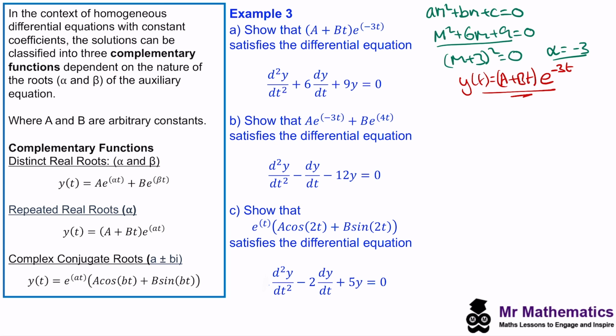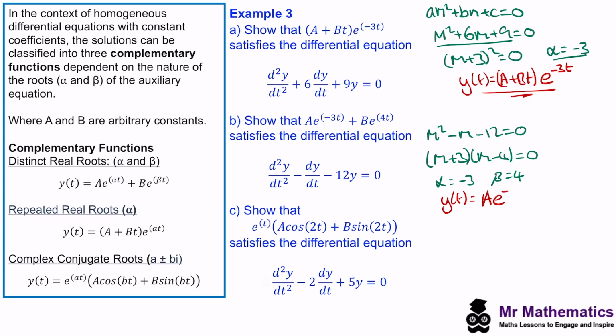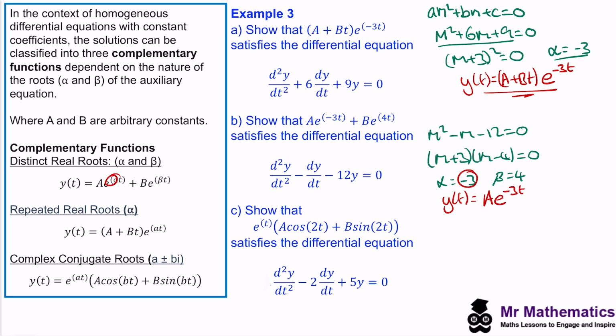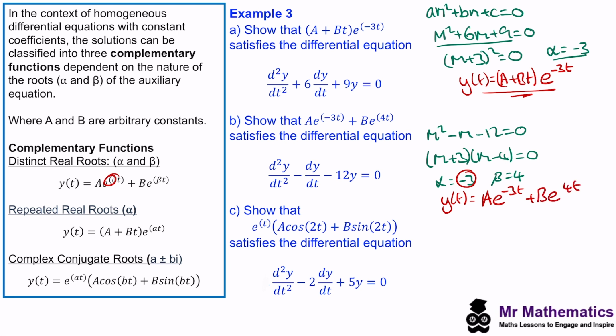In question B, we can see that a is 1, b is minus 1, and c is negative 12. So we get m squared minus m minus 12 equals 0, which we can factorize to make m plus 3 and m minus 4. So alpha will equal minus 3 and beta will equal 4. Because we've got distinct real roots, we'll use this complementary function. So y will be equal to a e to the minus 3t, this is alpha, plus b e to the 4t. So this will be the general solution to this differential equation.